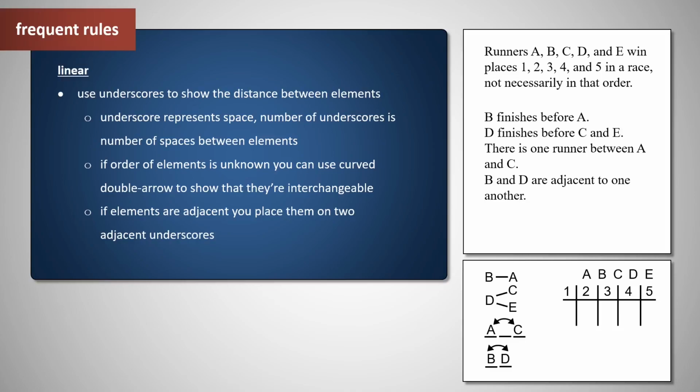So the top 2 rules, B finishes before A, D finishes before C and E, don't involve distance. They're just relative position, and you can just draw dashes there. The ones underneath, there's one runner between A and C, and B and D are adjacent. They do involve distance, and you represent distance using underscores in between them, or underscores for the letters themselves to show that they're going in a particular slot. And in this case, since we actually don't know their sequence, we would use the double arrow to show that their positions are interchangeable in those situations.